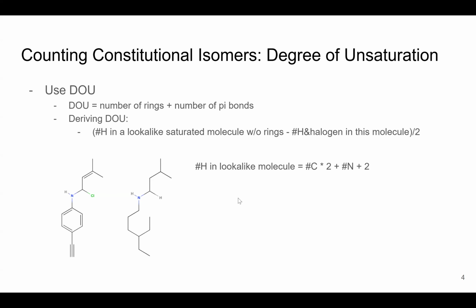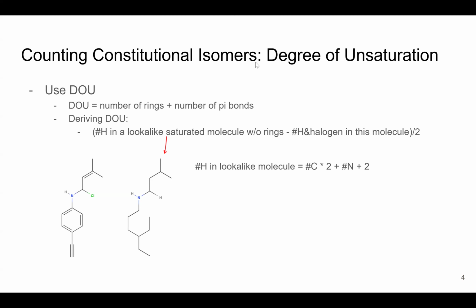The number of hydrogens in a lookalike saturated molecule here will be the number of carbons times 2 plus the number of nitrogens, and finally you add another 2. So why is this the case?